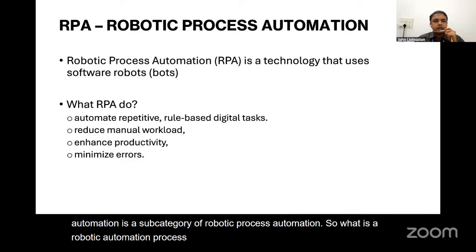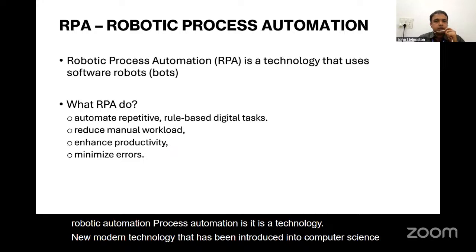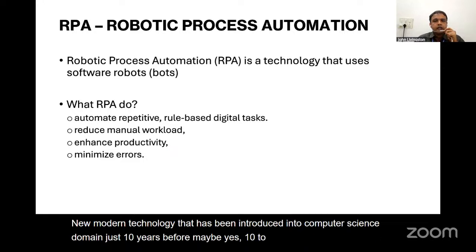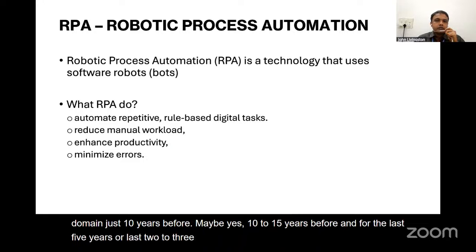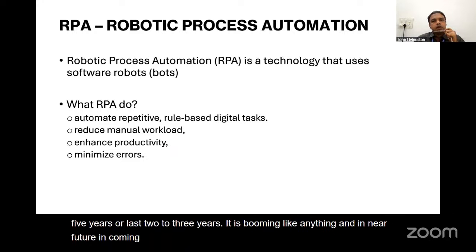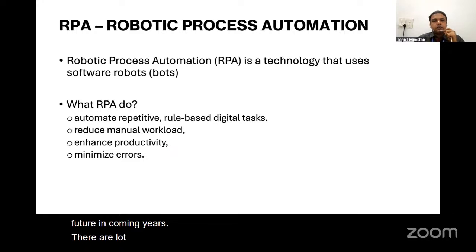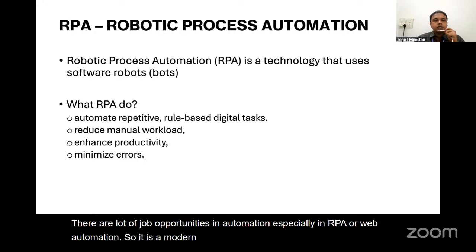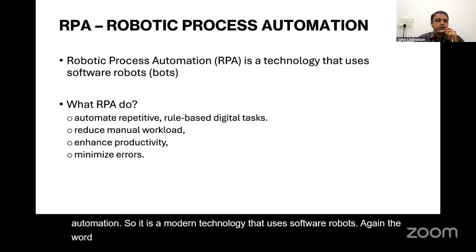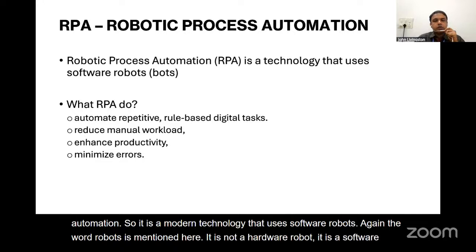Robotic process automation is a new, modern technology that has been introduced into the computer science domain just 10 to 15 years ago. And for the last 2 to 3 years, it is booming like anything. In the coming years, there are a lot of job opportunities in automation, especially in RPA or web automation. It is a modern technology that uses software robots. Again, the word robots is mentioned here. It's not a hardware robot, it's a software robot. Simply we call them bots.